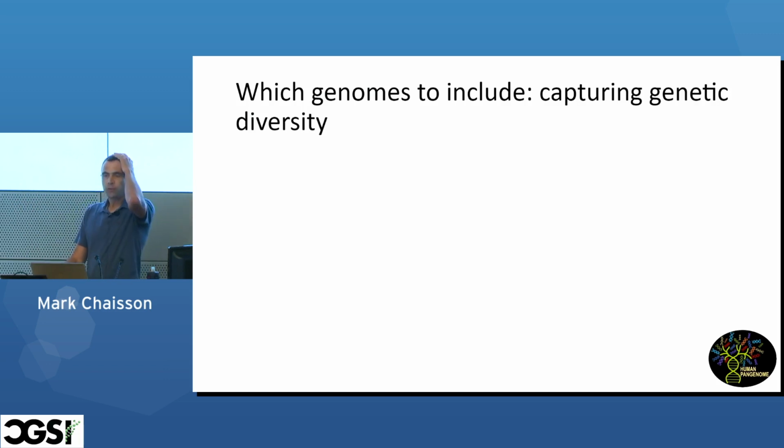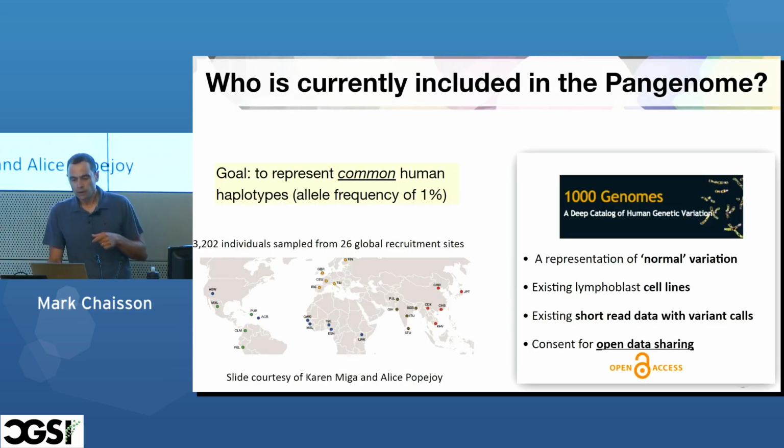So what genomes to include? We don't have unlimited resources. We can't sequence everybody, but even if we did, including every individual in the pangenome is going to scale computational methods for downstream analysis, maybe linearly, at best sublinearly, but an increase of computational cost for every additional genome that you add. So you might not want to include essentially every individual that you sequence. The goal has been to essentially represent common human haplotypes, so allele frequencies of 1%.